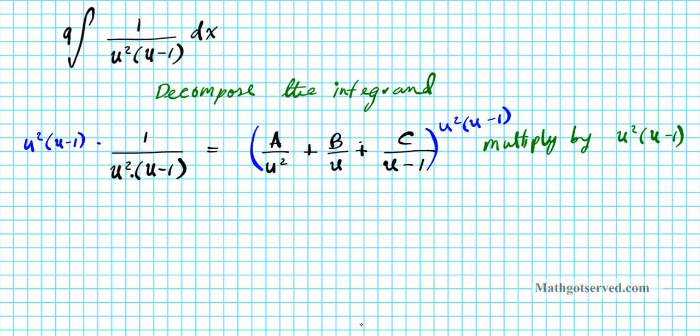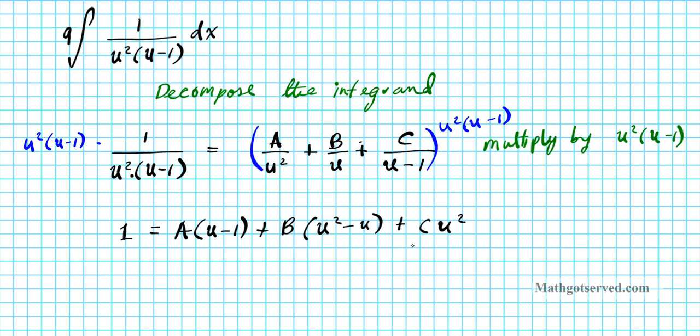Okay? All right, when I do that, on the left side, I'm just left with 1. On the right side, this u squared cancels with that u squared, so I'll have a times u minus 1 plus, and in the middle term, this u cancels out with one of the u's in the u squared, so I'll be left with b times u, and if I distribute that u to u minus 1, it's going to be times u squared minus u. And then the c, the u minus 1's cancel out, so you're just left with c u squared.